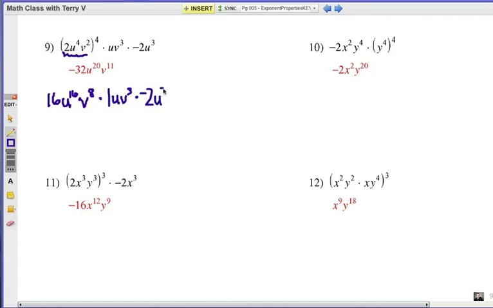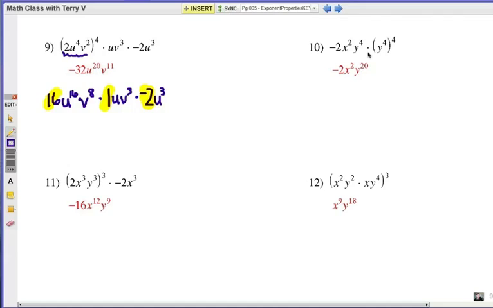All right, now I go ahead and multiply everything all out. So I'd have 16 times 1 times negative 2. That will give me my negative 32. U to the 16th times u to the 1st times u to the 3rd is u to the 20th. And then I have v to the 11th.